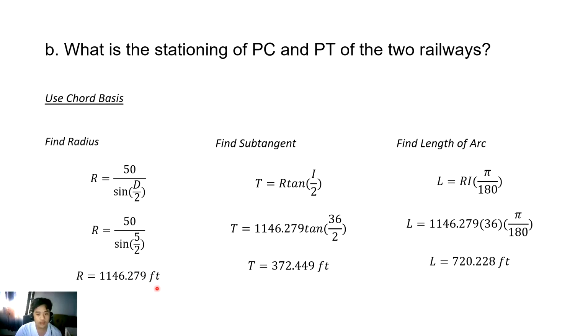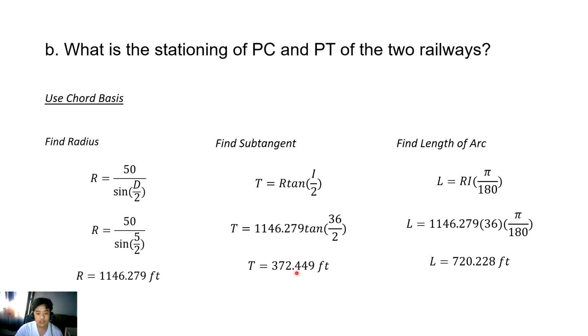And we'll get 1,146.279 feet. So, medyo maliit lang din ang discrepancy. For the subtangent, same formula, R times tan I over 2. So, substitute lang natin yung R na nakuha natin, which is ito. So, 1,146.279 tangent 36, which is yung angle of intersection natin, over 2.